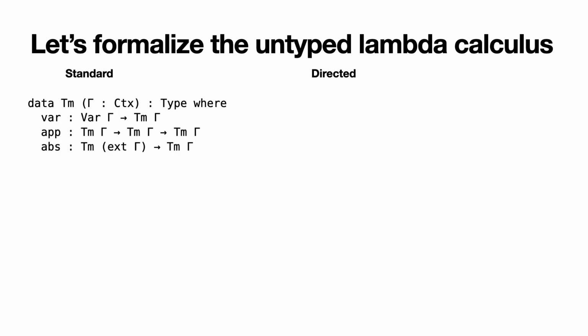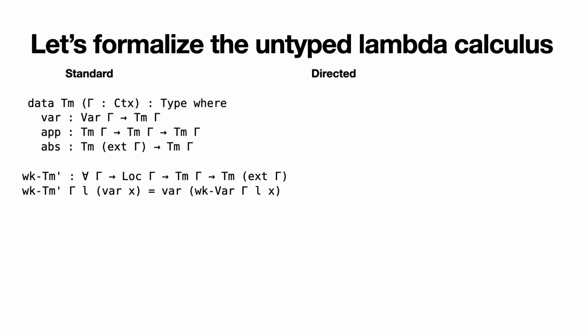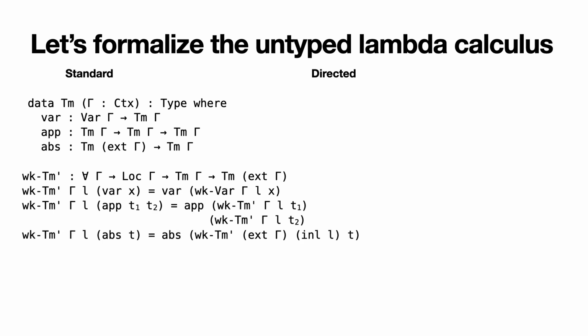And having done that, we can now reconsider how to weaken terms by first defining a function that weakens terms in an arbitrary location. And now this works by induction. To weaken a variable, we just weaken the variable. In an application, we weaken both terms that are involved. And now when we go to weaken a function, what we do is we weaken the body of the function, but we shift the location over 1 to the left to make sure that the bound variable remains the same.